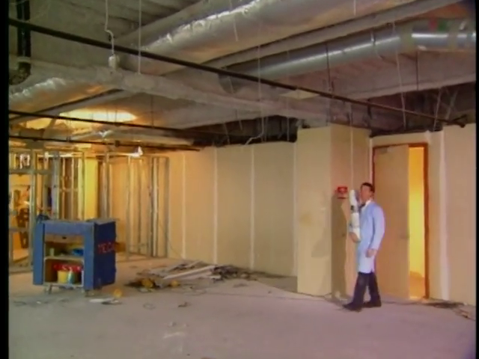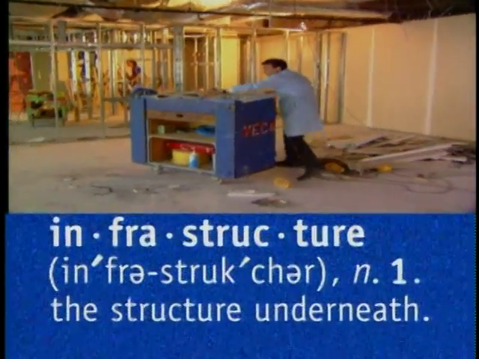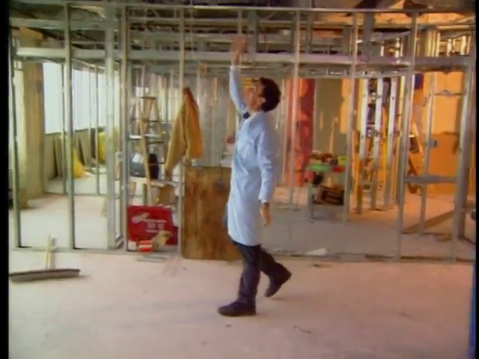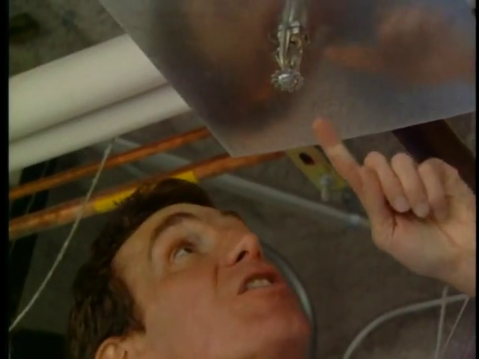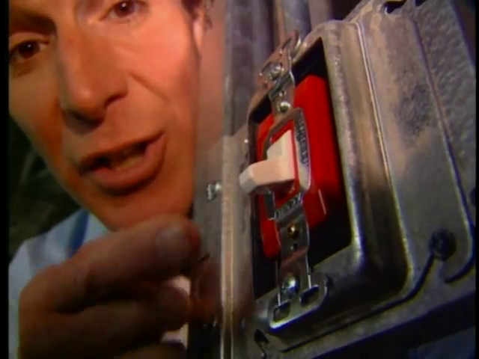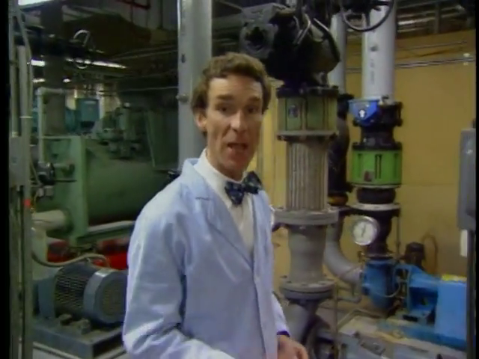See, along with the structure, like these beams that hold the building up, is the infrastructure. Now, infrastructure is from old Latin words that mean the structure underneath. The plans tell us where to run these pipes for the fire sprinkler system. Lighting. Switches. Drain pipes. Heating and air conditioning. And environmental controls. Transformers, air filters, water pumps. It's all infrastructure. Now, without it, the building wouldn't work. And it's all been figured out ahead of time. It's all part of the plan.